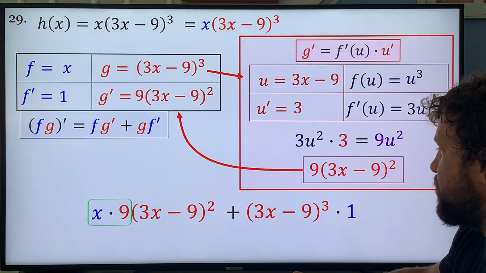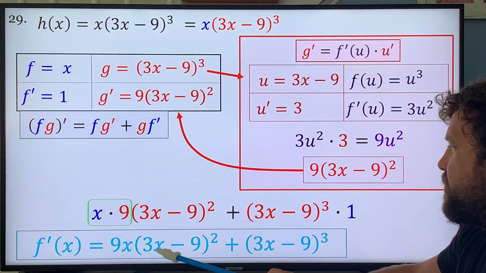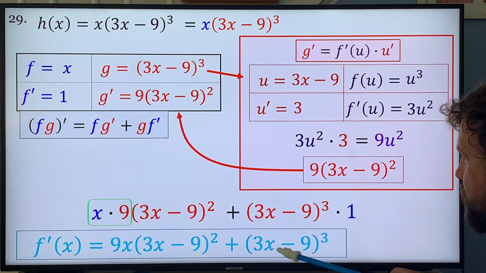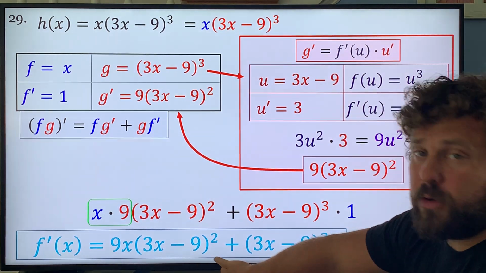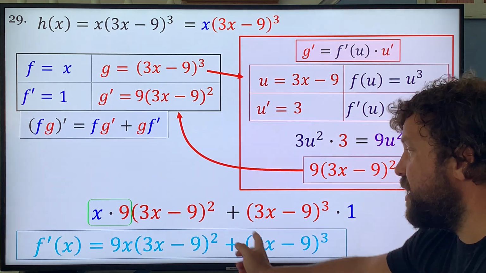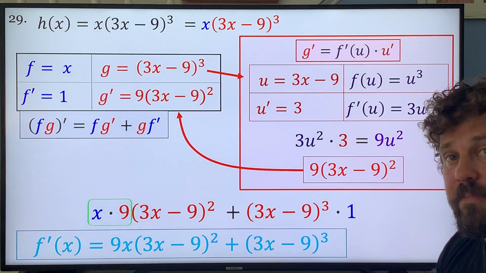9 times x is the only thing you can really multiply here. This times 9 is itself. So you get 9x times 3x minus 9 squared plus 3x minus 9 cubed. Question, can you flip these two? Of course you can. Okay, because there's a plus, it doesn't matter which one you put first. I typically just go in the order that they give me. All right.